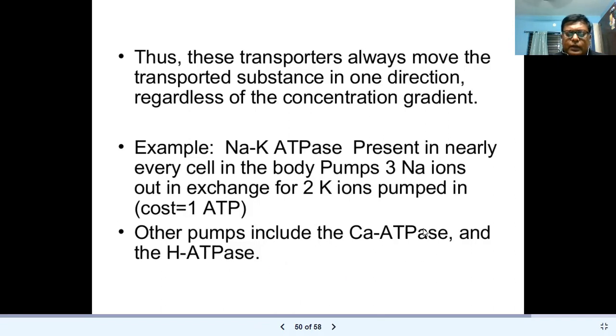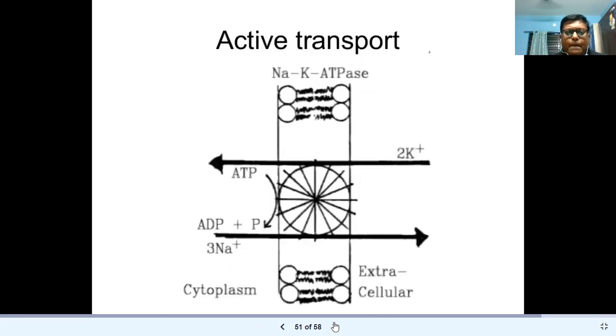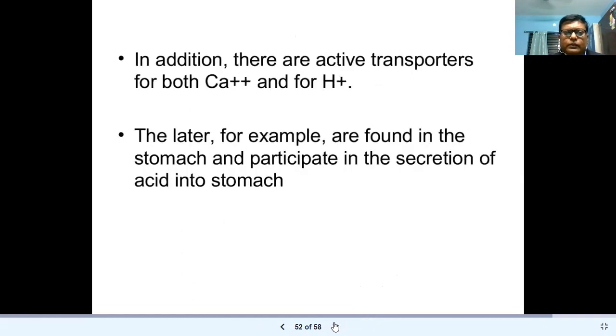There are several other ion pumps also, calcium ATPase, hydrogen ATPase, all requiring energy. So this is active transport, the sodium potassium ATP pump here. The schematic diagram: 2 molecules of potassium come in and 3 molecules of sodium go out, and it requires 1 molecule of ATP. So this is a typical example of active transport.